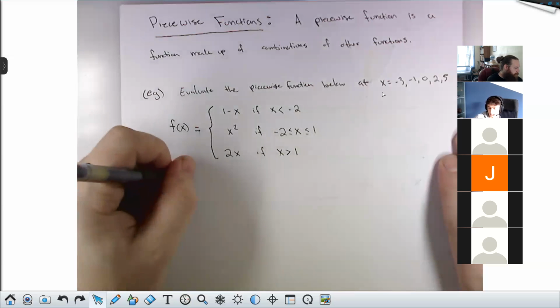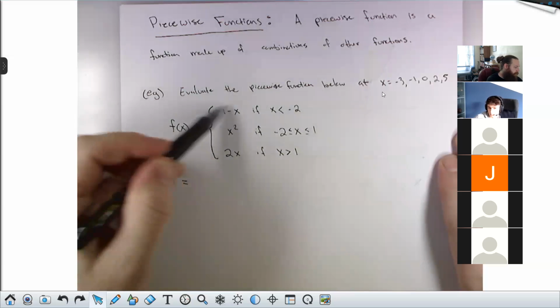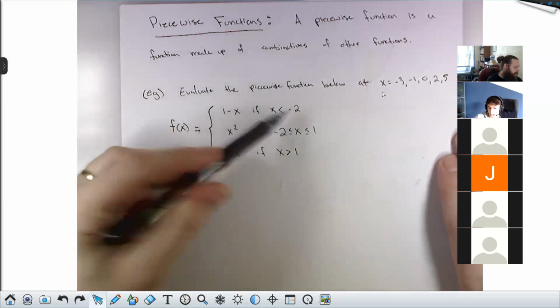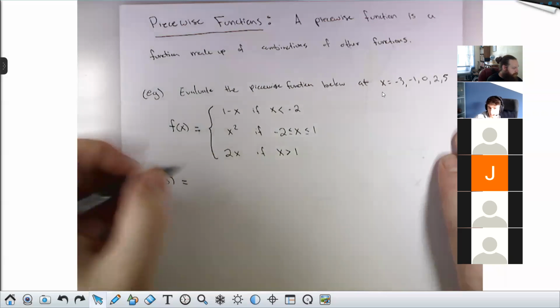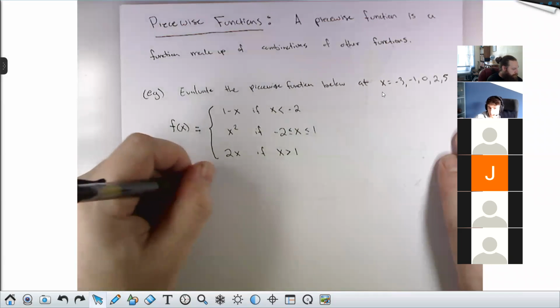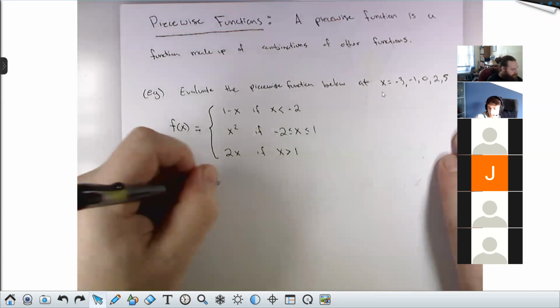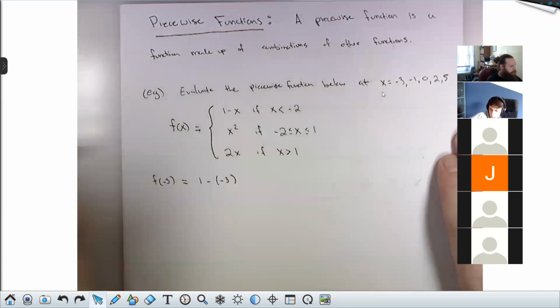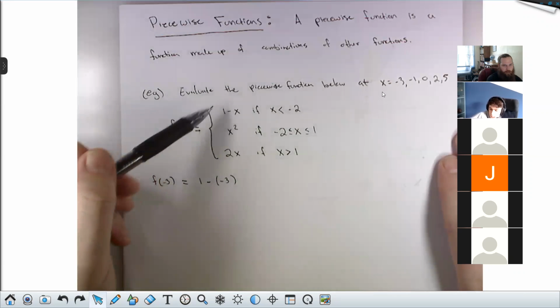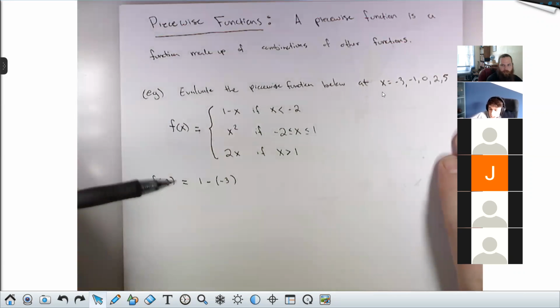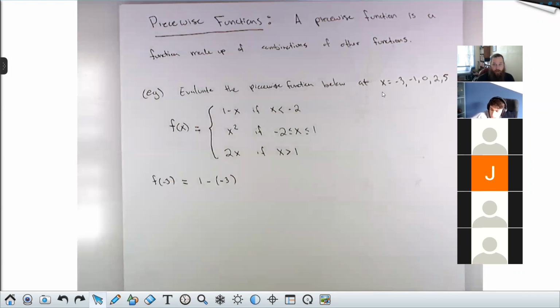So f of -3 is going to come from this first guy because -3 is less than -2. So I'll use the 1 minus x piece here. That means this is going to be 1 minus -3. Is everybody comfortable with why I'm using this first piece? If you have questions, this is the right time to ask. I promise you, if you're curious, others are too.